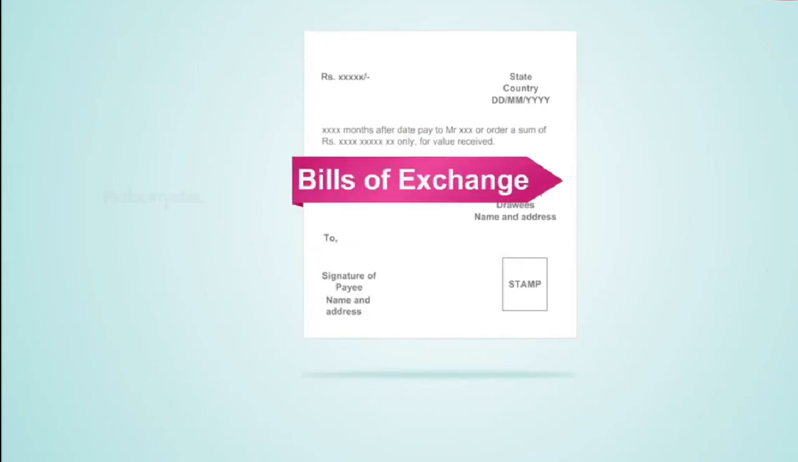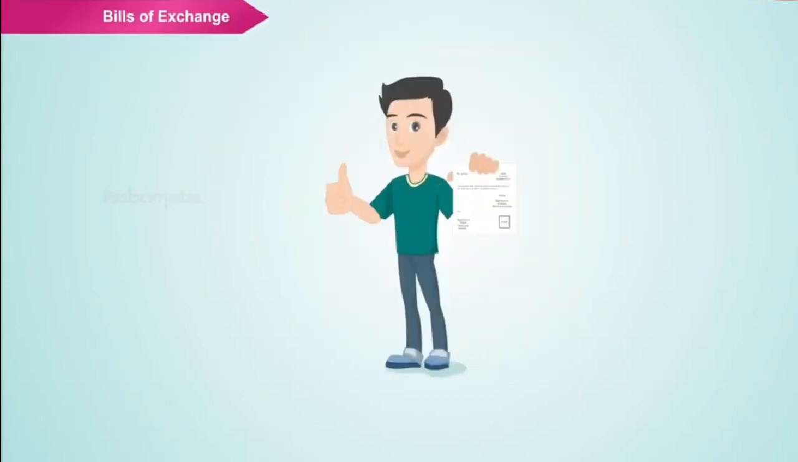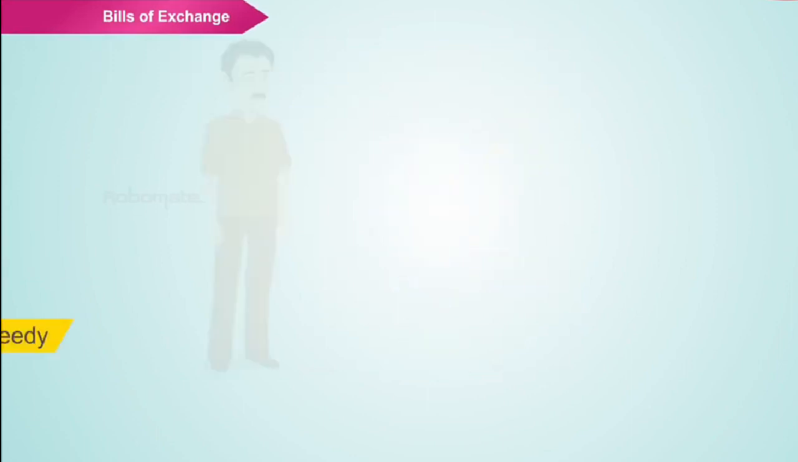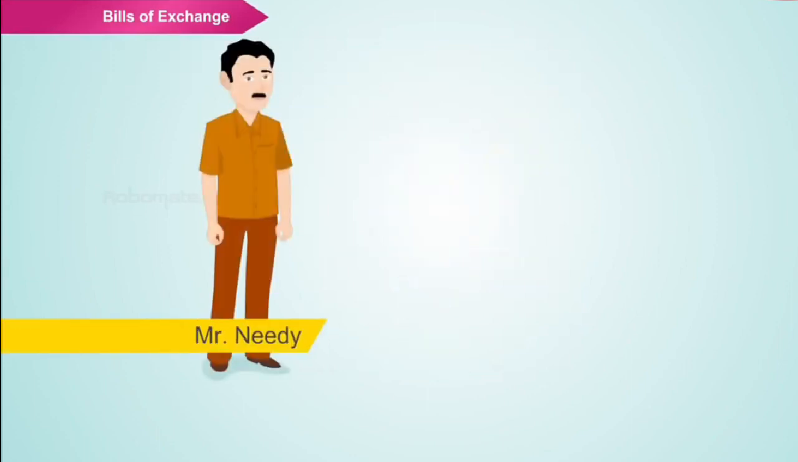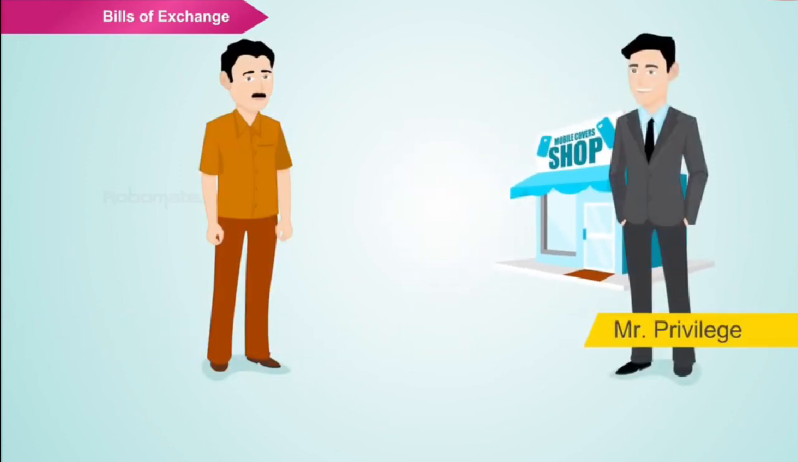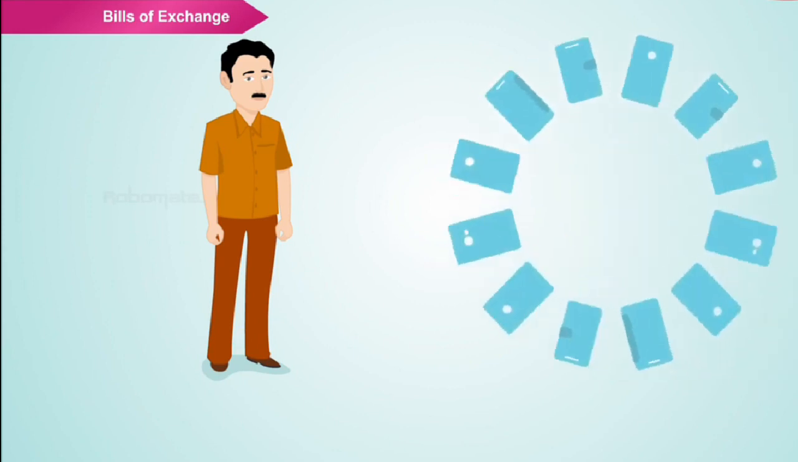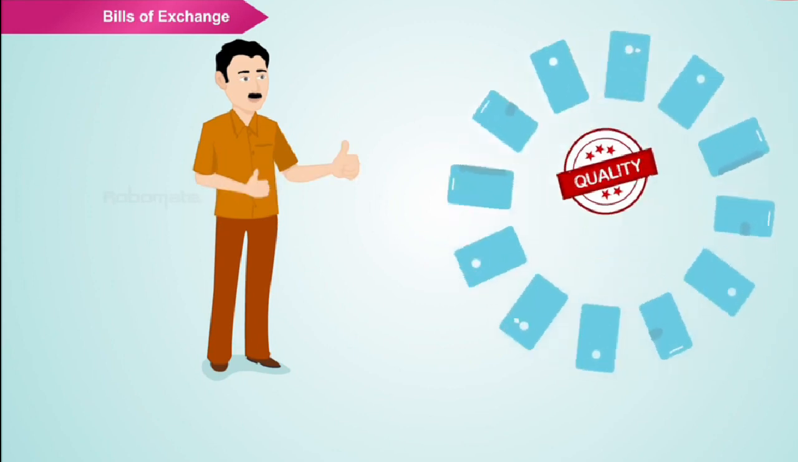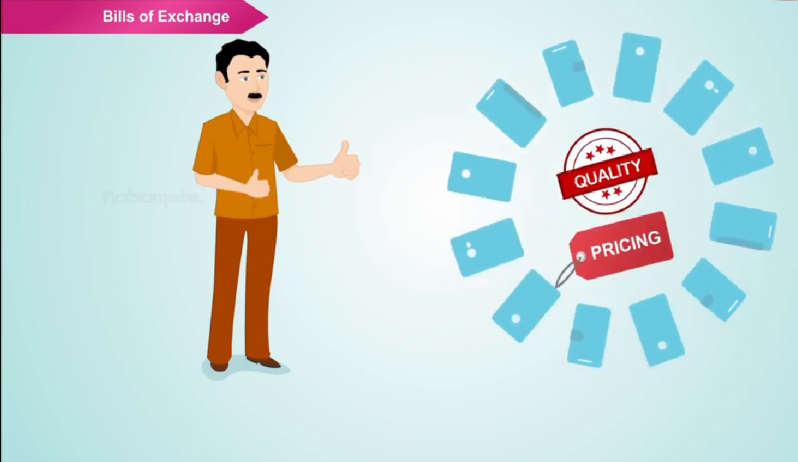Bills of exchange. Here is a simple story that will help us understand bills of exchange. Mr. Needy is an upcoming businessman. One day, Mr. Needy went to a shop that belonged to Mr. Privilege. He wanted to buy some mobile covers. Mr. Needy liked the quality and pricing of the goods.